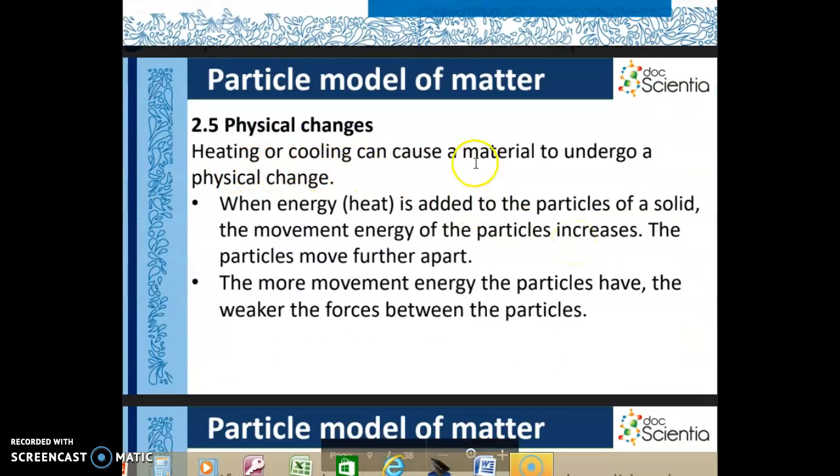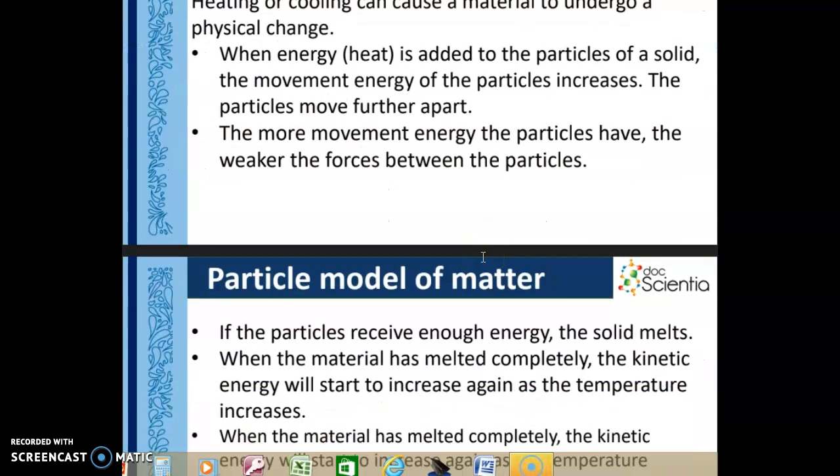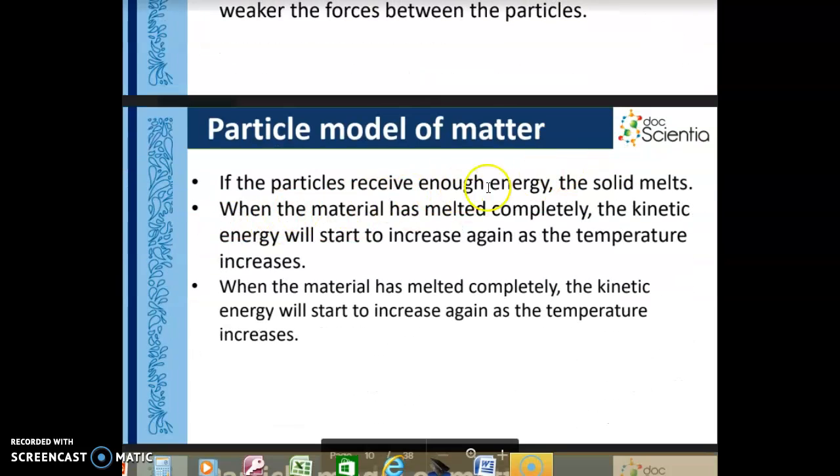Heating or cooling can cause a material to undergo a physical change. When energy, heat, is added to the particles of a solid, the movement energy of the particles increases. The particles move further away, therefore becoming a liquid. The more movement energy the particles have, the weaker the forces between the particles. If the particles receive enough energy, the solid melts.